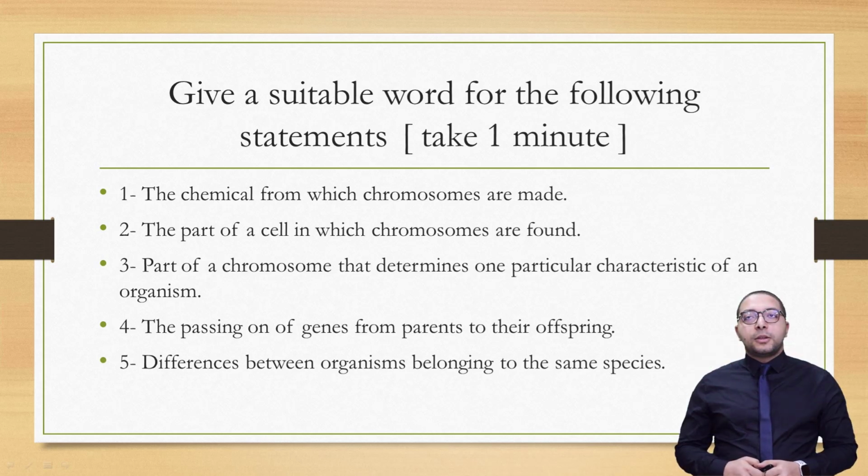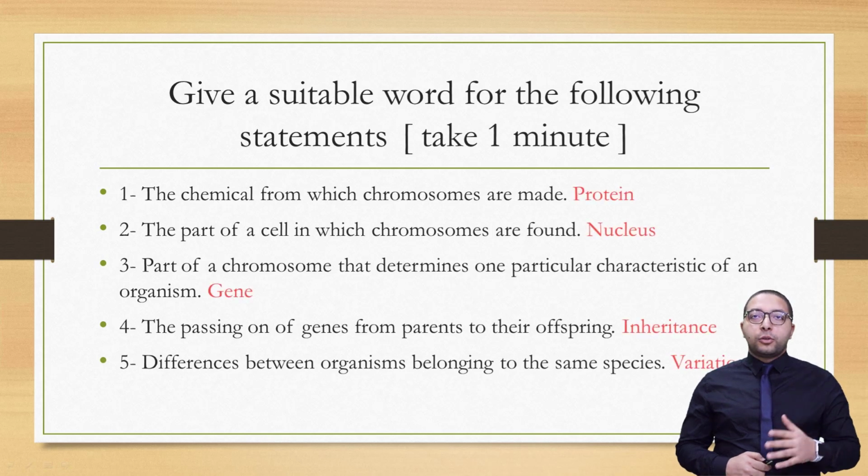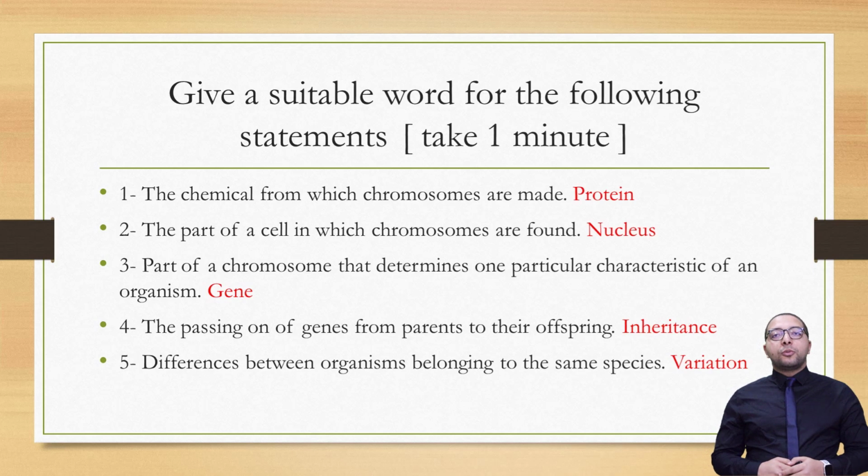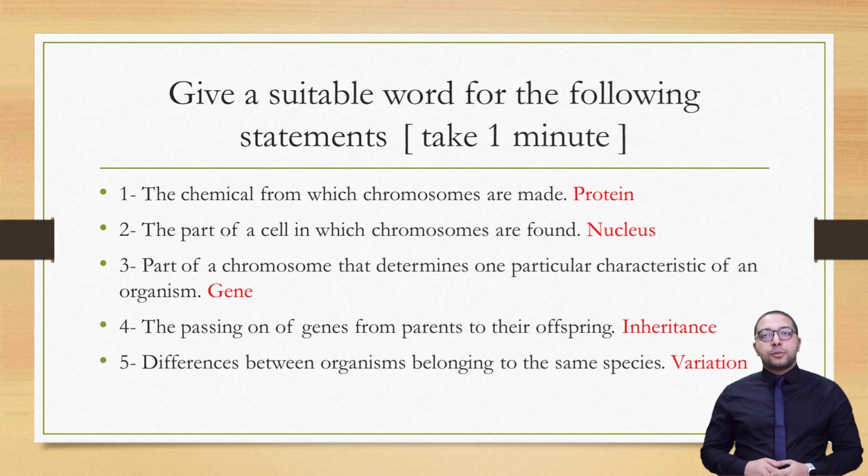The first statement, the chemical from which chromosomes are made: protein, excellent. The part of a cell in which chromosomes are found: inside the nucleus, perfect. Part of chromosomes that determine one particular characteristic of an organism, that's called genes, perfect. The passing on of genes from parents to their offspring is called inheritance, excellent. The differences between organisms belonging to the same species, that's called variation.